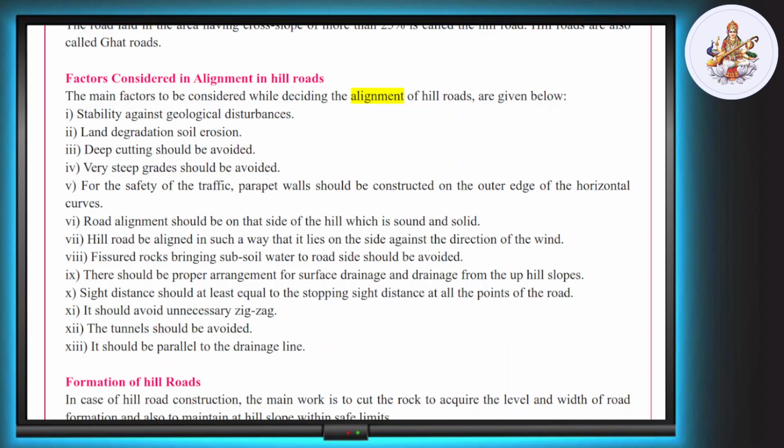11. Avoid zigzags. Sharp, unnecessary curves are risky. 12. Avoid tunnels, if possible. Expensive and time-consuming. 13. Align parallel to drainage line. Helps natural water flow. Remember this for exams. Sight distance, drainage, and geological stability are the most critical alignment factors.